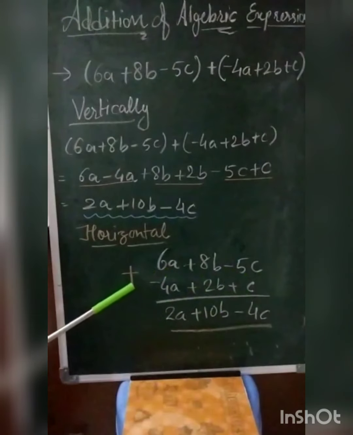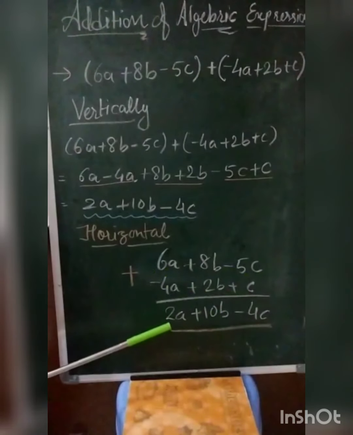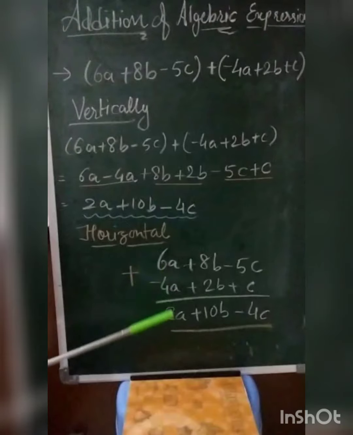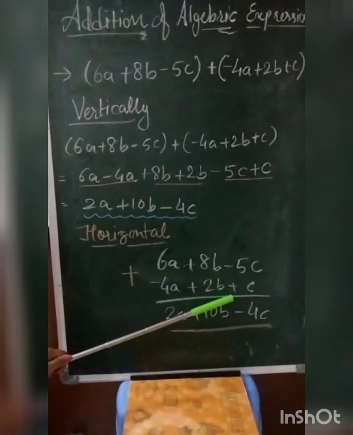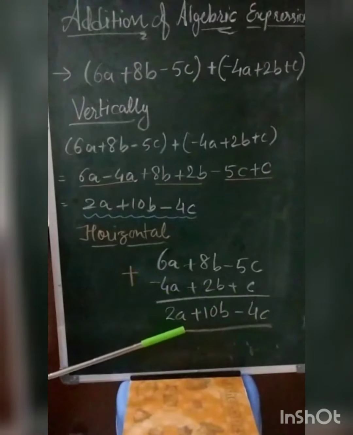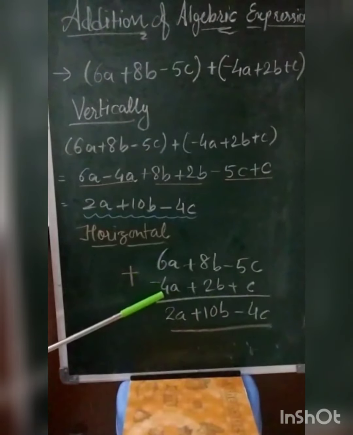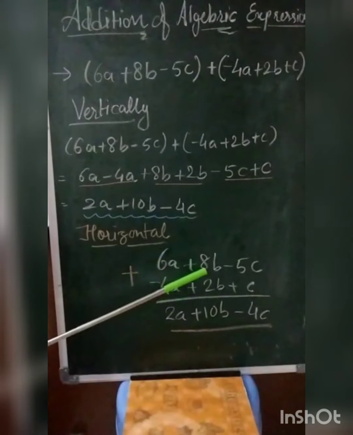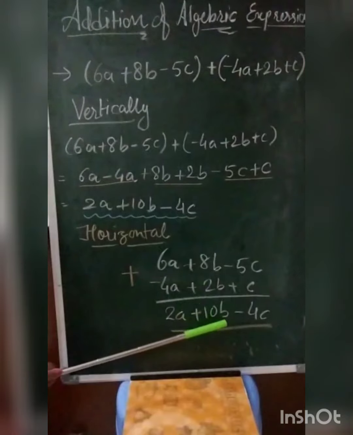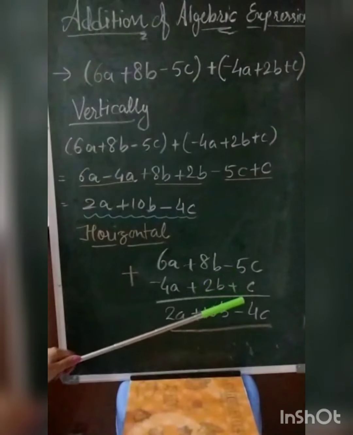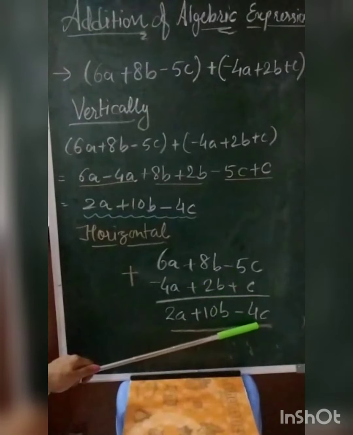Now doing addition, in addition we don't have to change any of the signs, and we can consider whatever sign is given, and then we have to do the operation. So 6 minus 4 is 2a, and plus 8 plus 2 is plus 10b, and minus 5 plus 1 is minus 4c.